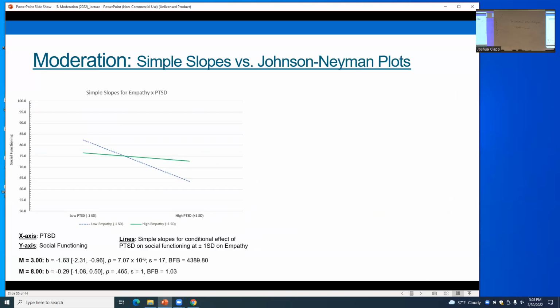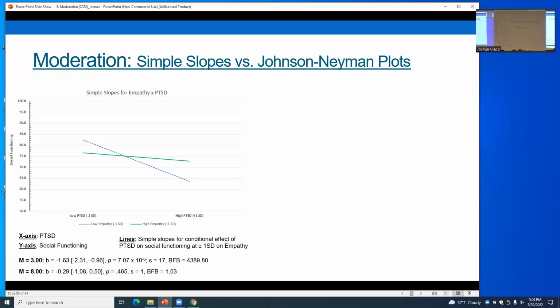Okay, so here's our simple slopes. This is from Layla's thesis. Here we're looking at the extent to which empathy moderates the association between PTSD symptoms and social functioning, right? And we find evidence of interaction where people scoring at low levels of empathy, a standard deviation below, have a negative association between PTSD and functioning. But for people at high levels of empathy, a standard deviation above, it looks like PTSD isn't related to social functioning at all, right? And again, we're not looking at differences here, we're looking at the strength of those slopes, right?